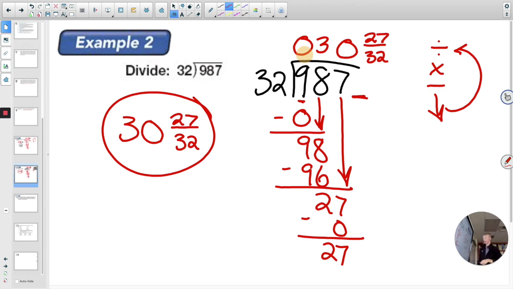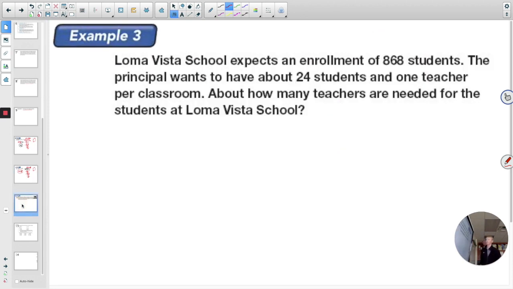One last example. This one's a word problem. I'll read it for you. Loma Vista School expects an enrollment of 868 students. The principal wants to have about 24 students and one teacher per classroom. About how many teachers are needed for the students at Loma Vista School?